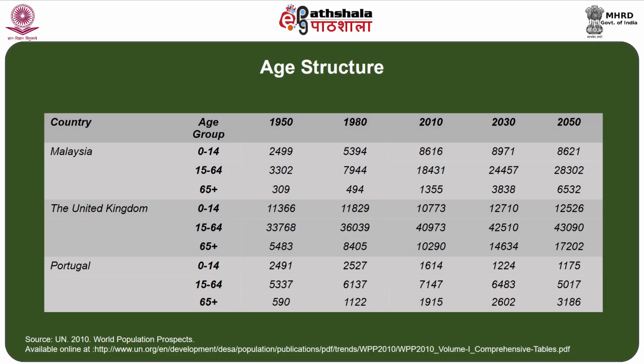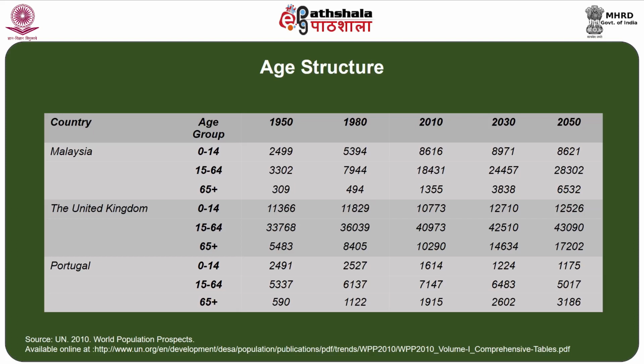For instance, in the UK, we see that in 1950 the number of children was 11,366, which actually declined to 10,773 in 2010, but it is further projected to increase to 12,170 by 2030. Much of the population in 1950 was in the middle age bracket of 15 to 64 years, and it has clearly shown that it is going to increase for this age group.